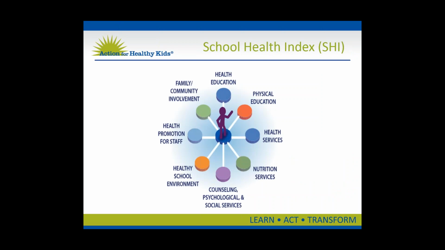There are 8 modules in the School Health Index: health education, physical education, health services, nutrition services, counseling, psychological and social services, healthy school environment, health promotion for staff, and lastly, family and community involvement. Each module has a number of questions that assess how well your school is implementing that particular module. Action for Healthy Kids' version of the School Health Index is shorter than the CDC's, as we have adopted only specific questions from all 8 modules.